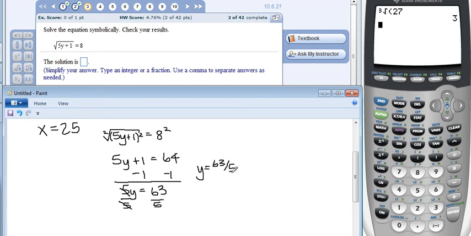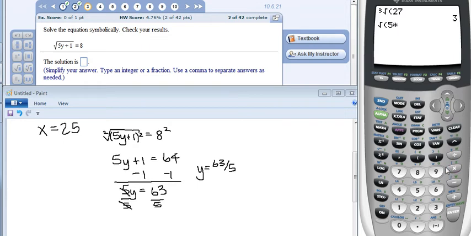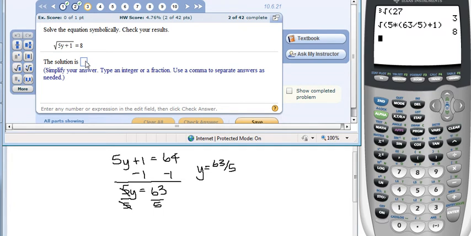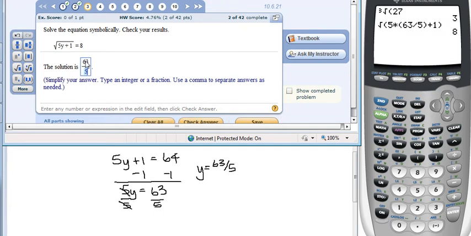Should we check that? Let's take the square root of 5 times 63 fifths plus 1. Now we're going to close the parentheses. This is your inner parentheses when we're working with that fraction, and then this one closes the radical sign. And this has to equal 8, and it does. So that is the answer right there. Okay? So we have 63 fifths.